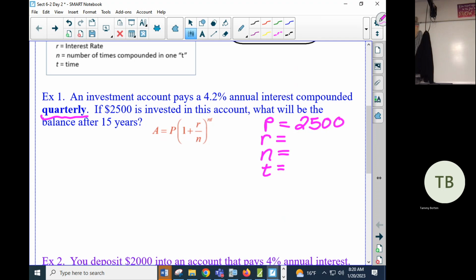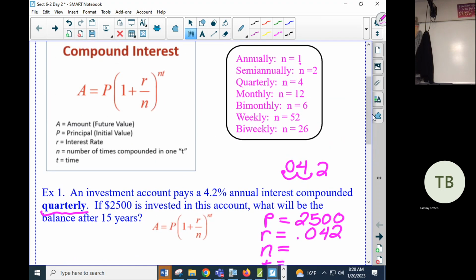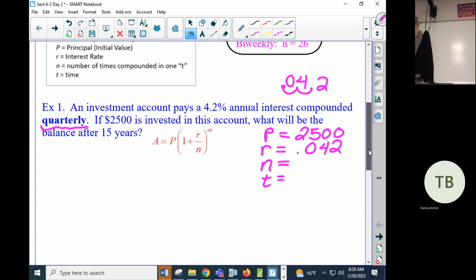R is your percent, 4.2 as a decimal. So we move that over 2 places and it's 0.042. And if it's quarterly, that just means you're getting it 4 times a year. So N is 4. And then T is how many years. And they want to know how much would you have after 15 years. So T is 15.